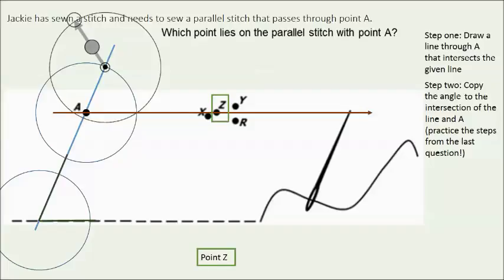Right? Therefore, which point lies on the parallel stitch with point A? Point Z.